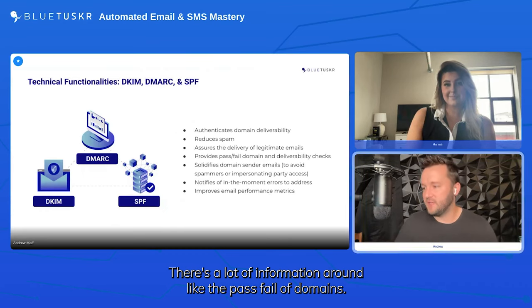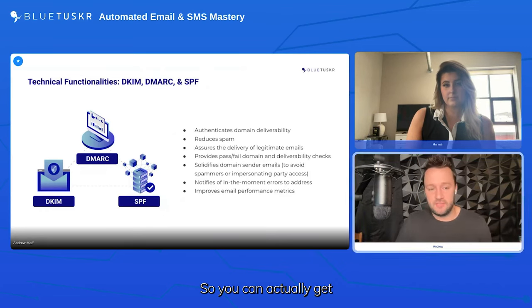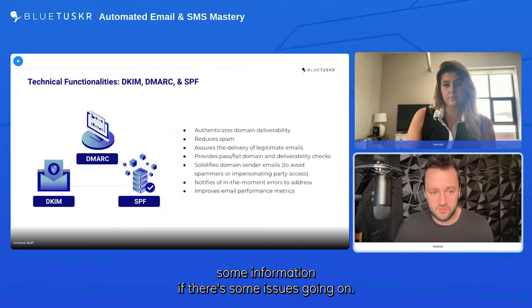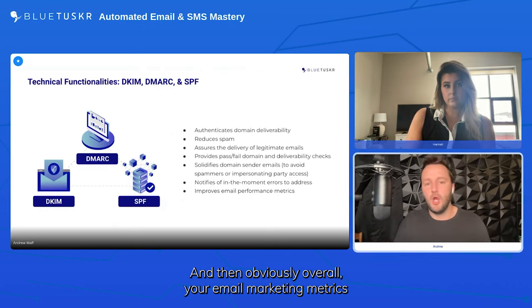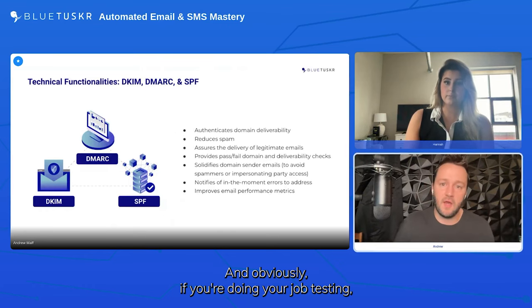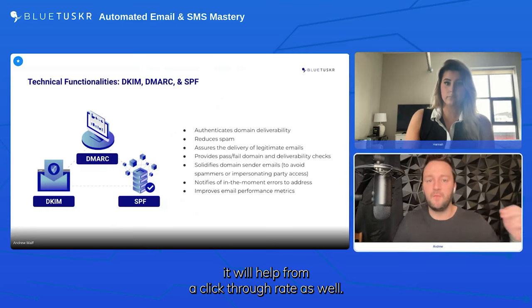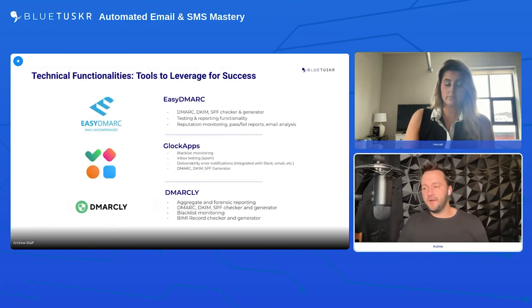There's a lot of information around like the pass and fail of domains. It notifies in the moment if there's an error, so you can actually get some information if there's some issues going on. And then obviously overall, your email marketing metrics will start to improve simply from an open rate side of things. And obviously if you're doing your A/B testing, all of your CTAs and all of your design, et cetera, it will help from a click-through rate as well.